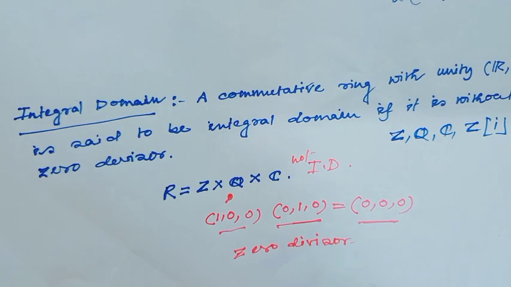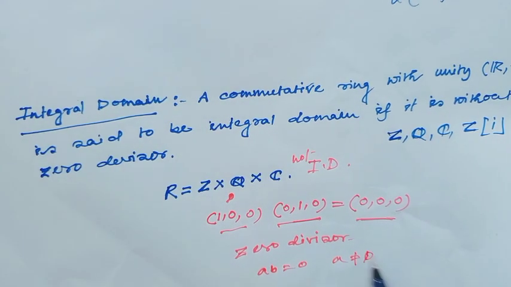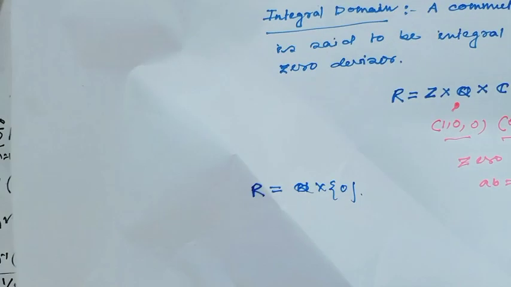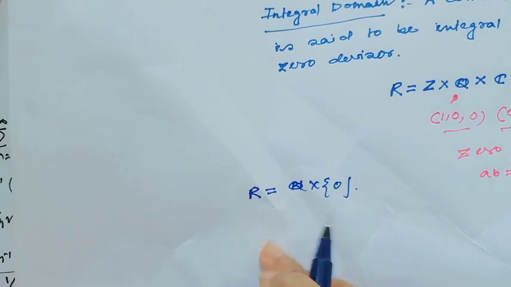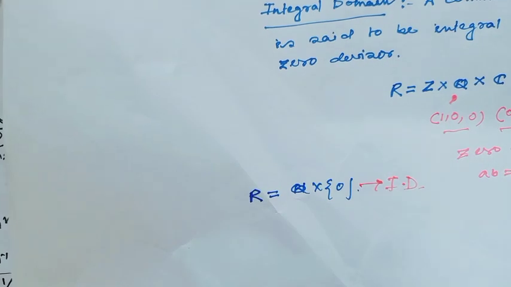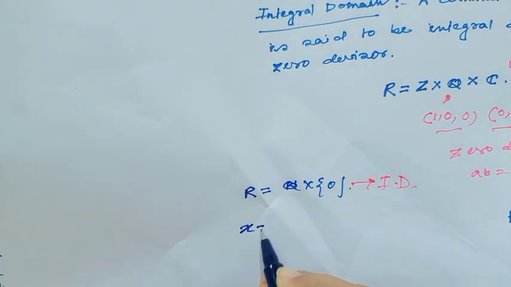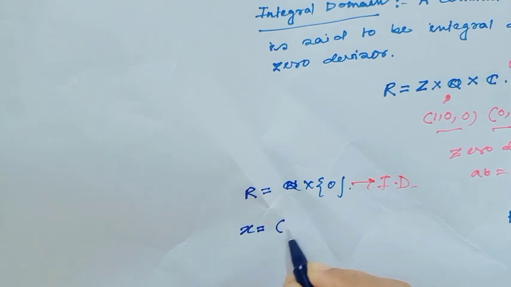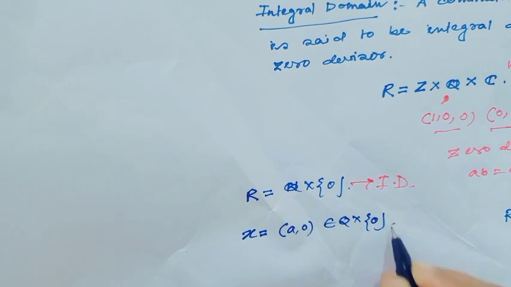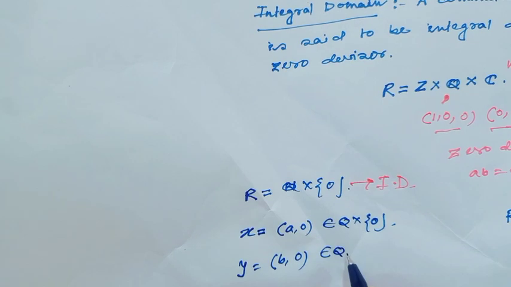The definition of a zero divisor is AB equals 0 where A is not equal to 0 and B is not equal to 0. But if we consider R equal to Q cross the singleton set 0, then this is an integral domain, because consider two elements X and Y in this ring, where X looks like (A, 0), which obviously belongs to this ring, and Y equals (B, 0), which also belongs to this ring.